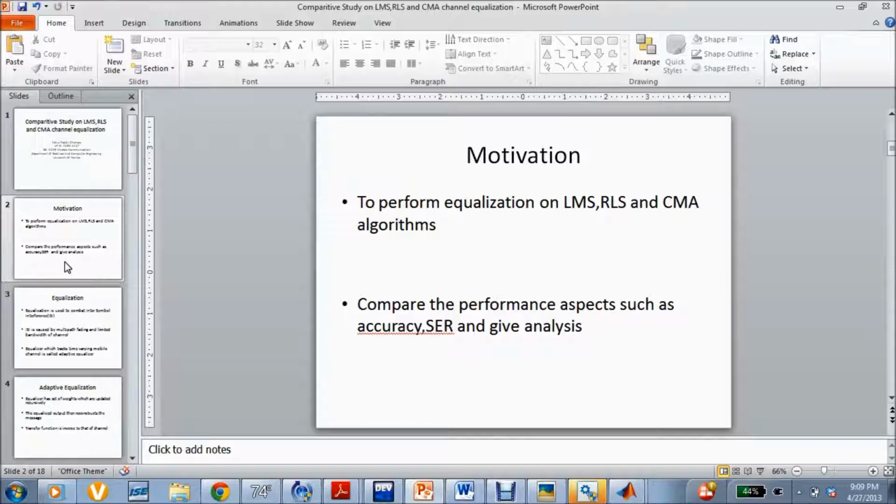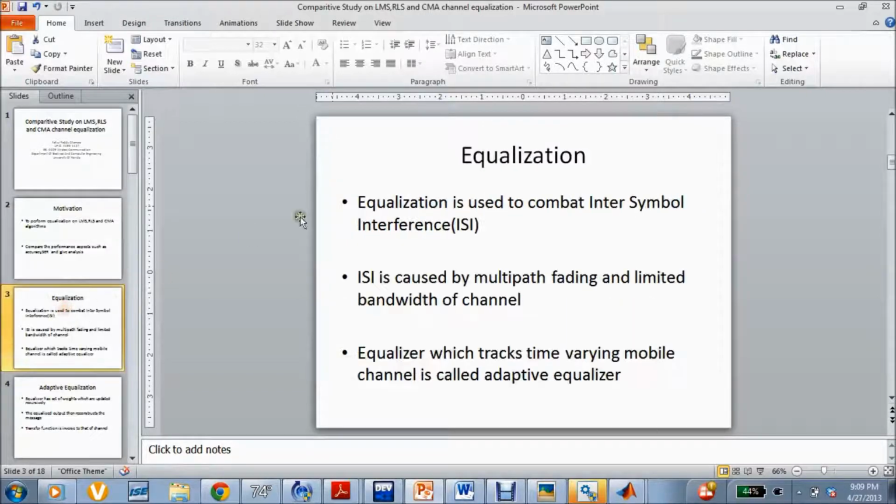So first let us see what equalization is and why it is used. Equalization is used in wireless communication systems to negate the effect of intersymbol interference. Intersymbol interference means overlapping of adjacent symbols over a given time frame. This happens due to multipath fading, that is, multiple reflections of the signal, and due to the limited bandwidth of the channel. So the equalizer will negate these effects of the channel and will obtain the correct output as the original signal.